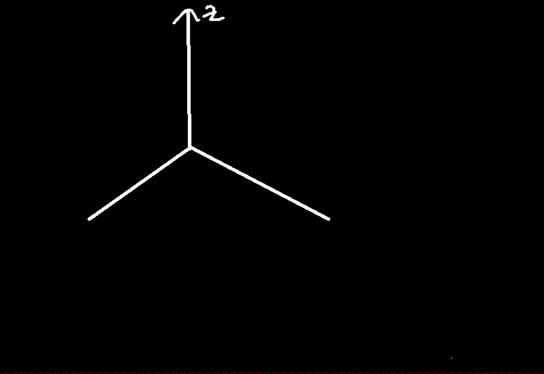Now, let's say we have a three-dimensional coordinate system. Let's say this is the case. Now we should understand that this is the z-axis, this is the y-axis, and this is what we call the x-axis.